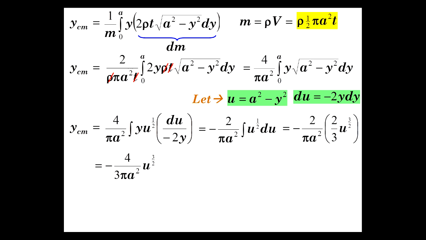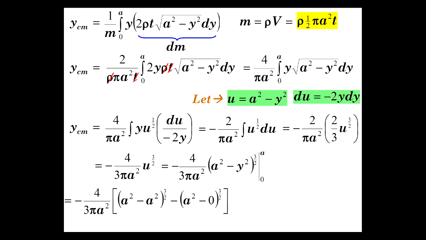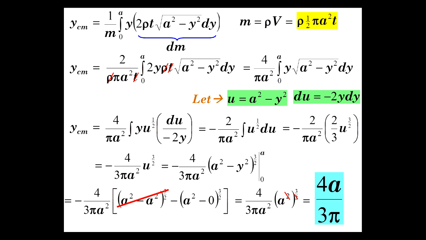And now it's time to stick our result for u back in. Of course, that's a squared minus y squared for u. So there it is. And now when we do that little bit of math, when we plug in a for y and we plug in 0 for y, we get this. This whole expression is just gone, and the remaining expression is a squared to the 3 halves power. Well, the 2's go away, so we have a to the 3rd, but we have a squared underneath here, so that makes 2 of them go away. And we end up with our coveted result, 4a over 3 pi.